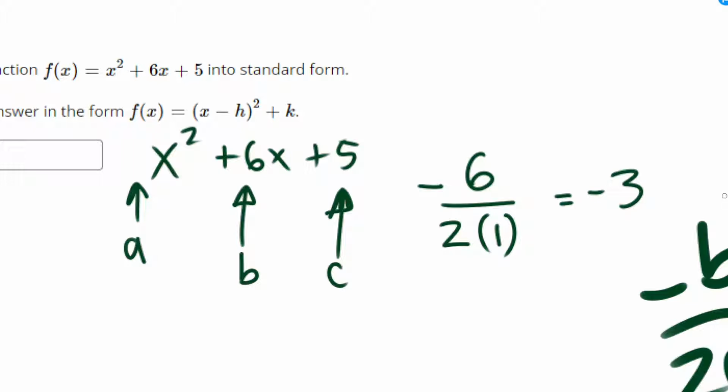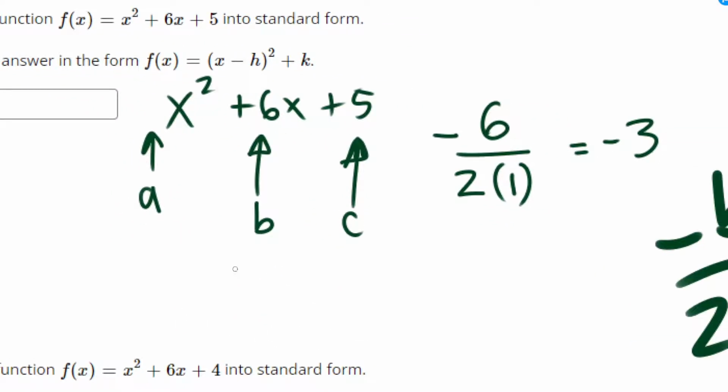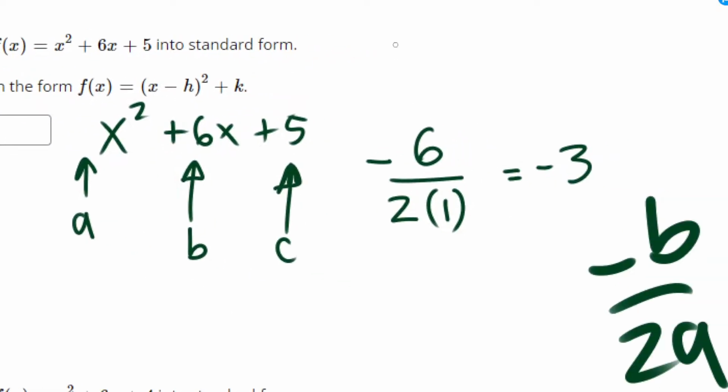So now we know that our h is going to be equal to negative 3. We'll write the vertex and keep that up here, h is equal to -3. And now we need to find our y.